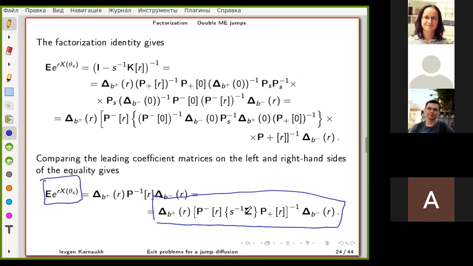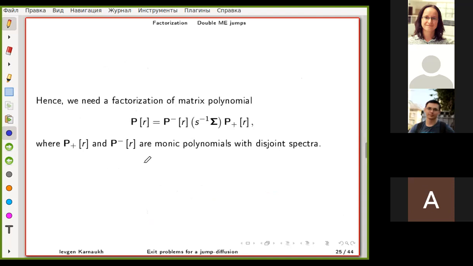So to determine matrices P plus and P minus, we get such an algebra problem. We need to find a factorization of matrix polynomial P in such a form. The first element of this factorization should be a monic polynomial with negative spectra, and the other factor must have positive spectra. The monograph of Gohberg, Lancaster, and Rodman, 2009, provides an algorithm in terms of Jordan pairs of P and Riesz projectors under some technical restrictions.